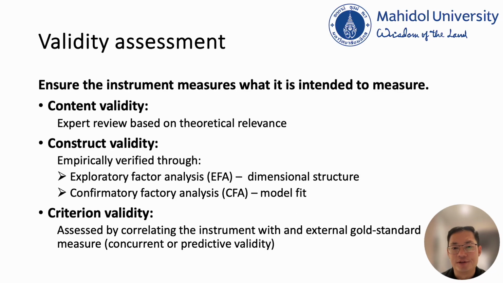Now let's talk about validity. Content validity ensures that the instrument items reflect the construct, often based on expert judgment. Construct validity is assessed using statistical methods like exploratory or confirmatory factor analysis. Criterion validity compares the instrument's results with an external gold standard measure, either at the same time or later.